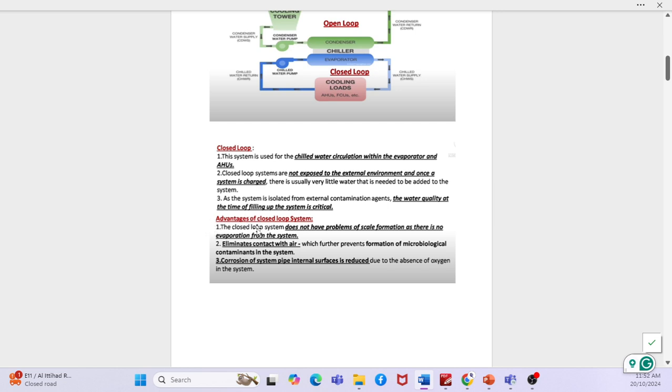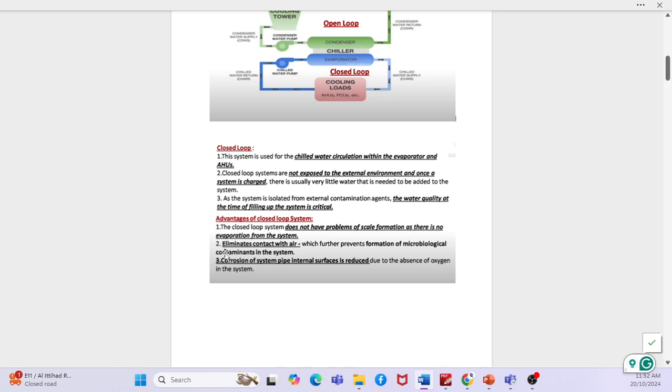Okay, the advantage of the closed system is that it does not have a problem of scale formation, as there is no evaporation from the system because it is a closed loop, right? If it is an open system, then you have a lot of problems with scale formation. Say for example, in a cooling tower, when the water sprays in the cooling tower, what will happen? The water is exposed to the atmosphere, so there are a lot of solid particles and sands which can come into the system, right? So you need a lot of chemical treatments.